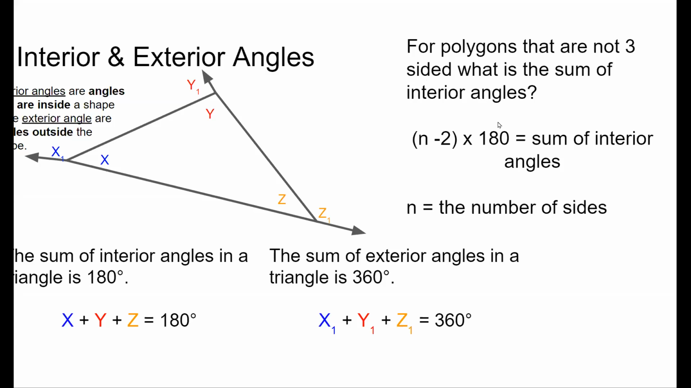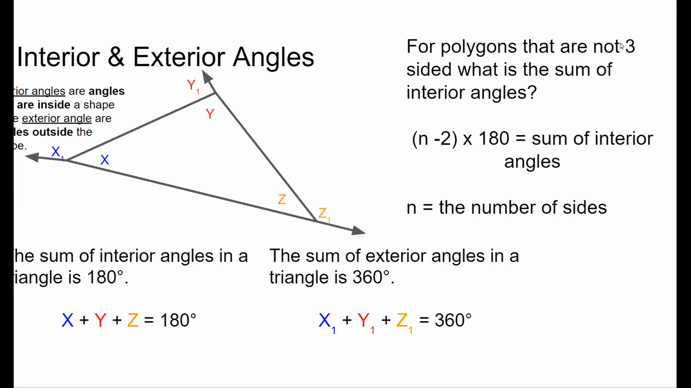Okay, the next is interior and exterior angles. Interior angles are angles that are inside a shape. So if you see X, Y, and Z, they are interior angles, while exterior angles are angles outside the shape. So X prime, Y prime, and Z prime.